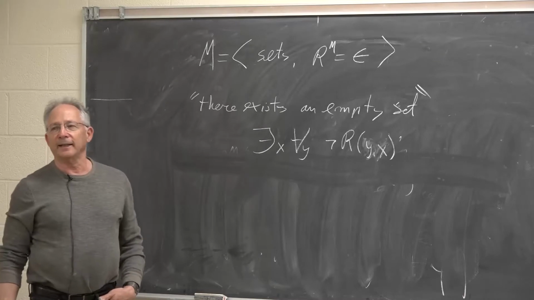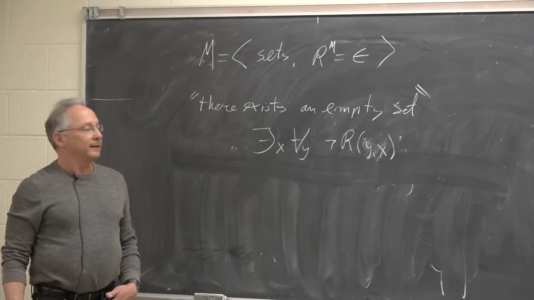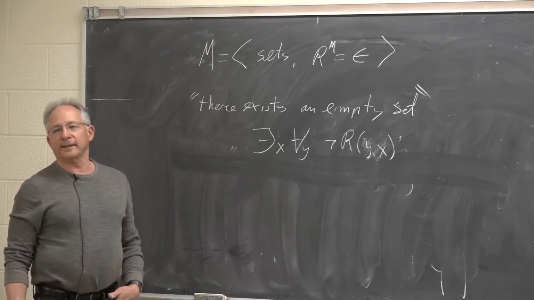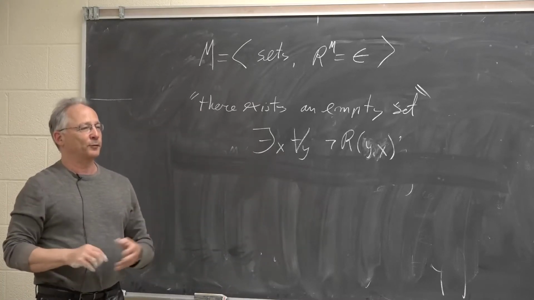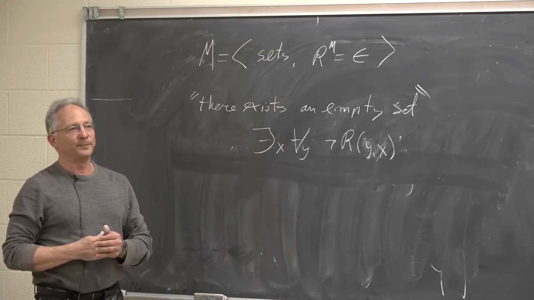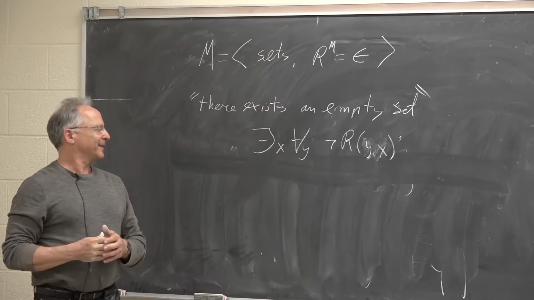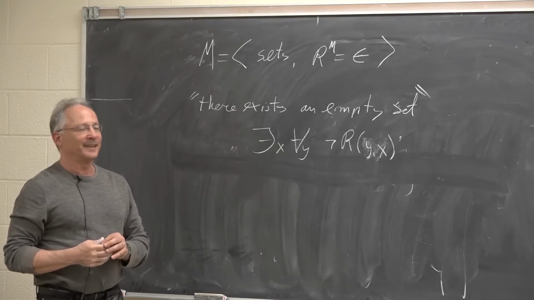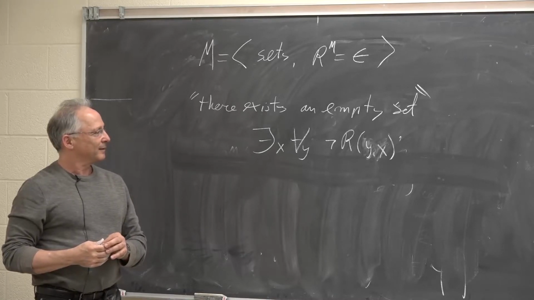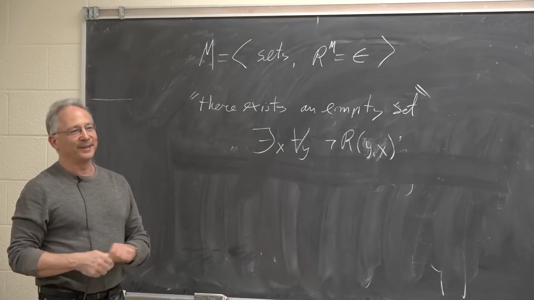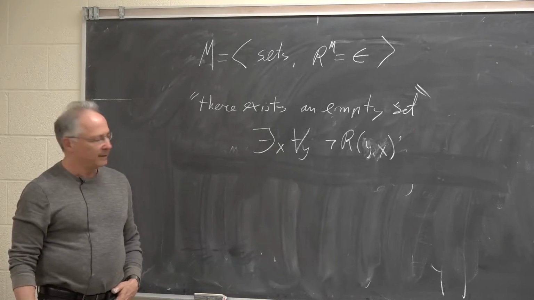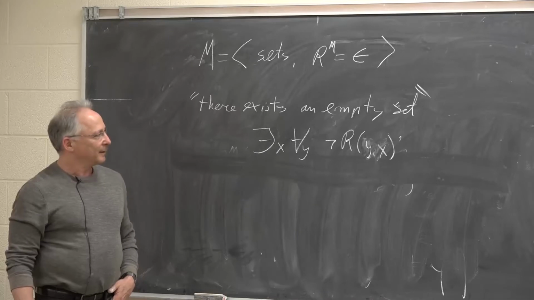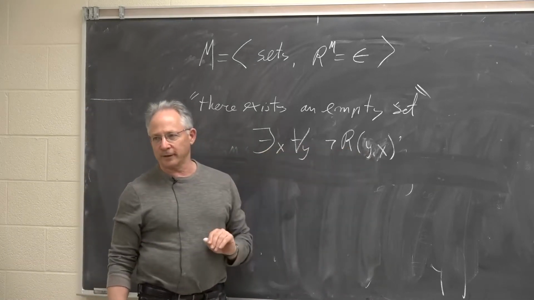Or how can I say there exists a universal set? The biggest set, all other sets are members of it. How will I say that? The same formula, remove the not. There exists an x such that for all y, R y x.